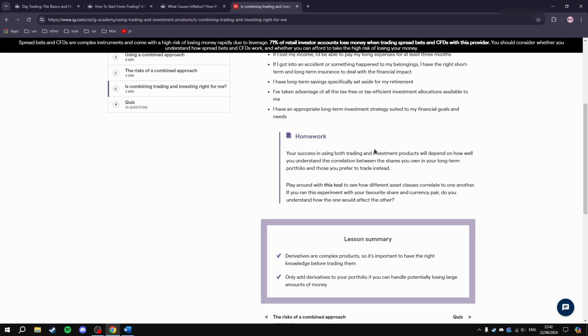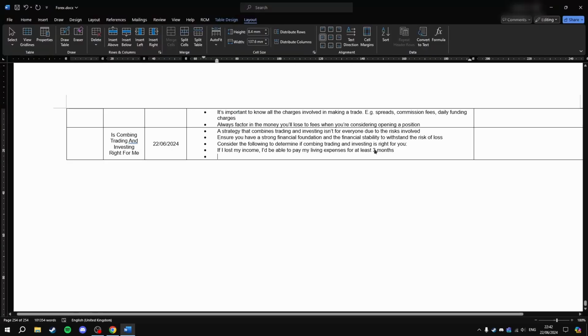If I got into an accident or something happened to my belongings, I have the right short-term and long-term insurance to deal with the financial impact.